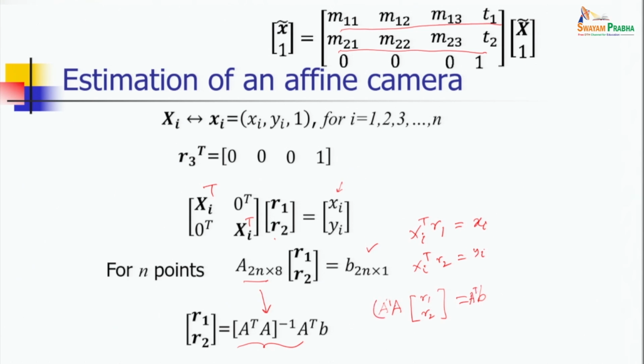Now you see that A transpose A is a square matrix, and if it is invertible, and most likely it will be invertible, then we will be considering (A transpose A) inverse A transpose B. So that is the solution, and this is the pseudo inverse that we are considering.